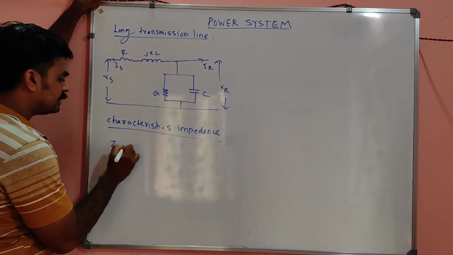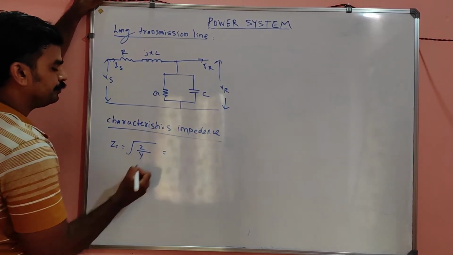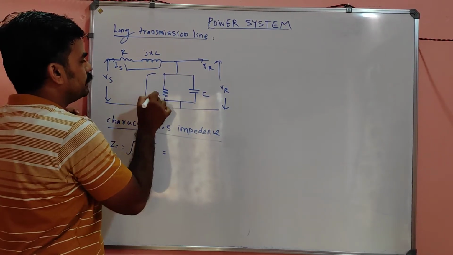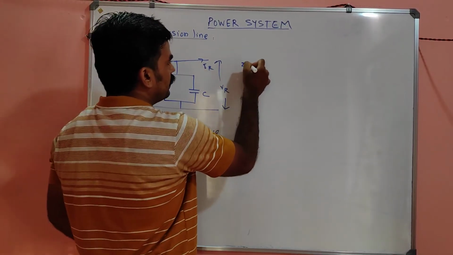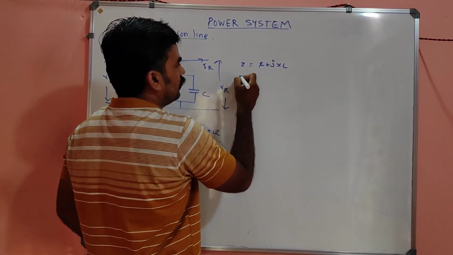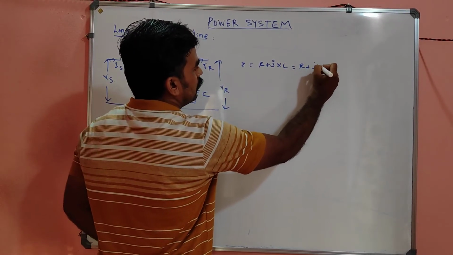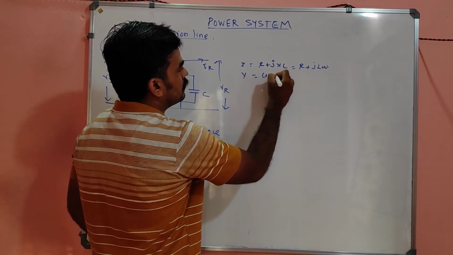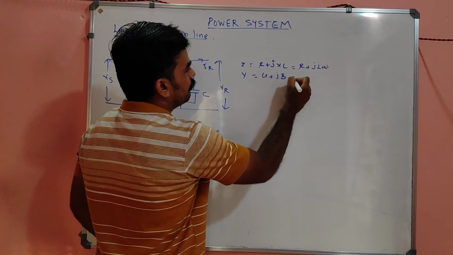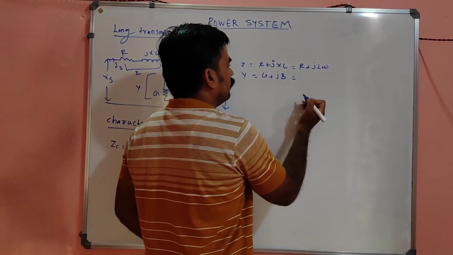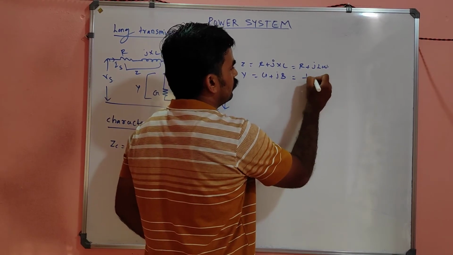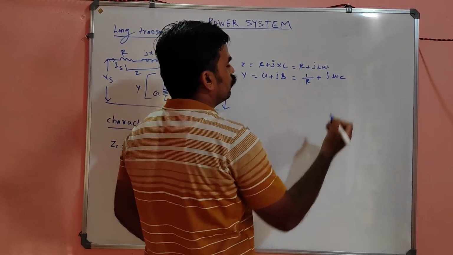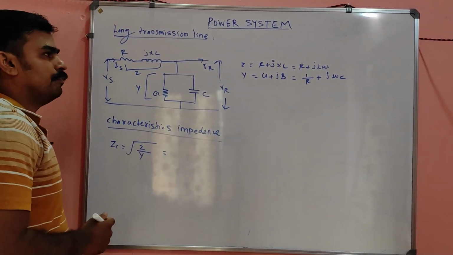My dear, characteristic impedance Z_C is nothing but root of Z by Y. Z is nothing but R plus jX_L, simply R plus j L omega. And Y is nothing but G plus jB, which is 1 by R plus j omega C.